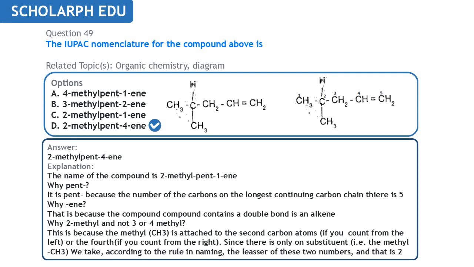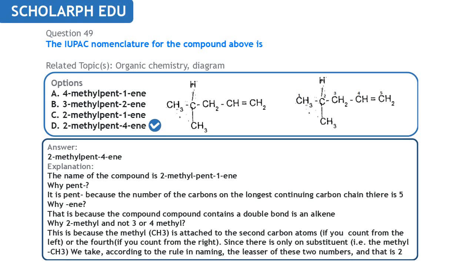Now of course, in naming an organic compound, the number of carbon determines the prefix of the parent organic compound. So here, since we have 5, that will be pent, because the number of carbons on the longest continuous carbon chain is 5.